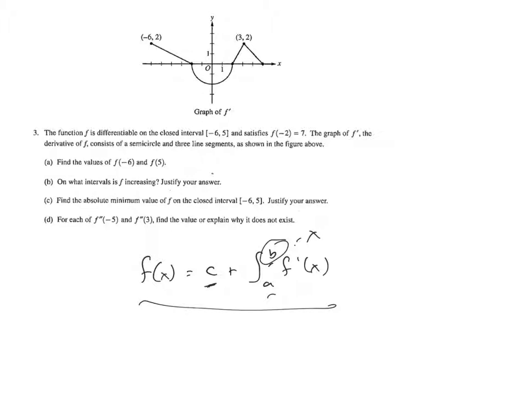Next one is, on what intervals is f increasing? Justify your answer. Remember, this is the graph of f prime, and remember what it means for the derivative when the function is increasing. Then, the absolute minimum value of f on the closed interval. Because it's a closed interval, please remember, you do need to check the endpoints.